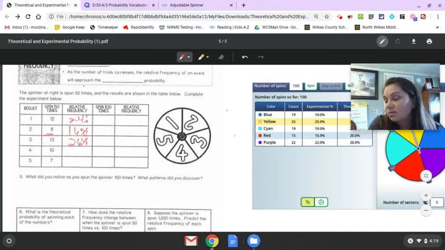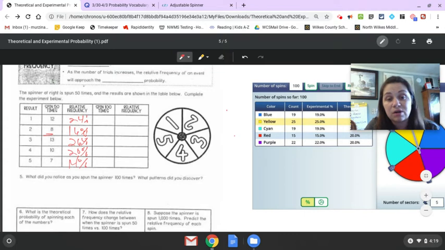And then we got a 4 10 times. So 10 times out of 50 translates to 20%. We would do 10 divided by 50. And then the bottom, the last one, we got a 5 7 times out of 50. And 7 divided by 50, because we get it 7 out of 50 times, it would be 14%. Okay. That's our relative frequency for spinning it 50 times.